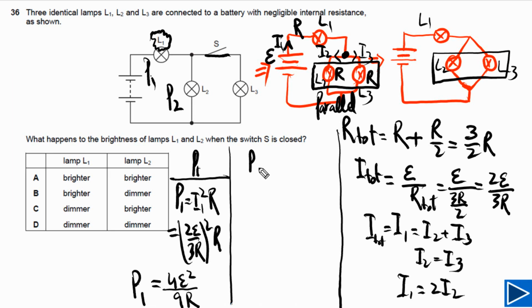Now let's calculate the value of P2, the power of lamp 2. We can calculate it using I2, which is equal to I1 by 2.